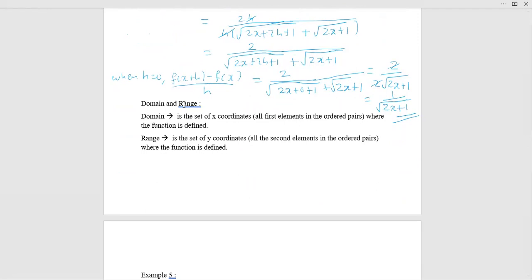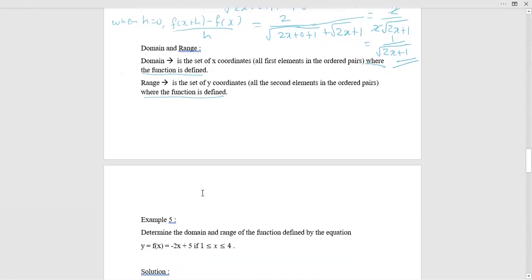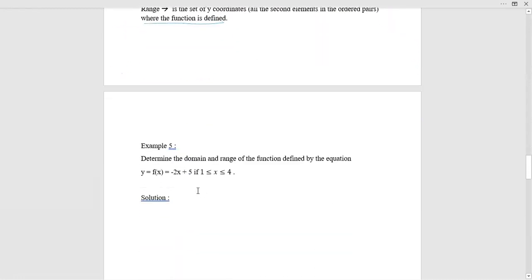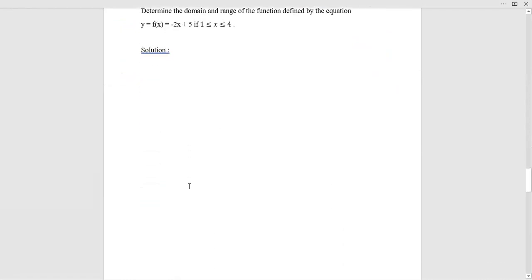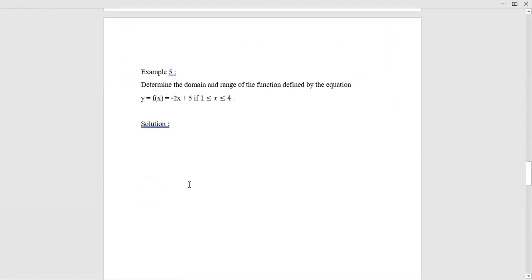Where the function is defined, see, that is very important. We have to find where the function is defined. So wherever the function is defined, domain is x values, range is y values. Right? Keeping that in mind, let's do this example.